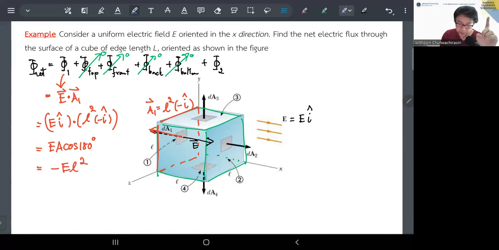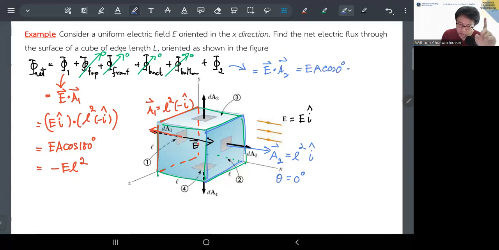And you do the same thing for surface number two. On surface number two, let me highlight it in blue. Your area vector now is going to point in this direction. That's A2. And you can see now it's L square i hat, because now it's pointing in the positive x direction. Or if you think in terms of theta, it is 0 degrees. So the flux over here is going to be equal to E dot A2. It's just EA cosine 0. Or you can say it is E in the i hat dot with L square in the i hat. Same thing. No matter what, at the end you're going to get positive EL squared.